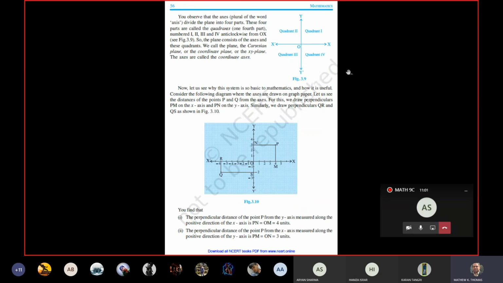Next, you will make this diagram here: X, x dash, y, y dash. Now note these lines have arrows indicating that they extend indefinitely in both directions. And you will name these parts quadrants: quadrant 1, quadrant 2, quadrant 3, quadrant 4. So the x and y axis divide the plane into 4 parts, which are known as the quadrants. Note down this figure.